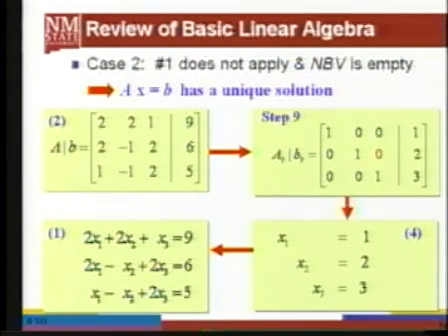So for any linear system, a variable that appears with a coefficient of 1 in a single equation and 0 coefficient in the other equations is called a basic variable. Okay?